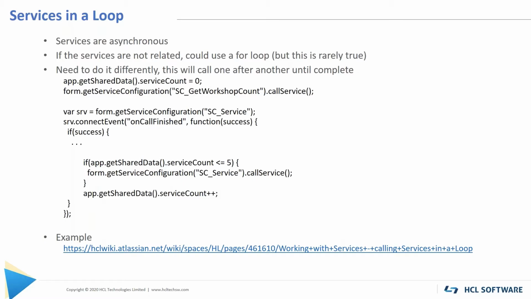And so here is an example. There's lots of ways you could do this. This is the way that I've been doing it over the last several years: I create a global variable and then I call my service. Then in my on-call finish handler, I'm checking whether or not I need to call that service again. So is my global variable less than 5? If it is, I call the service. And then at the end, I increment my service count. That is going to give you the ability to make sure that you call these in order and that you only call them as many times as you need to call them.